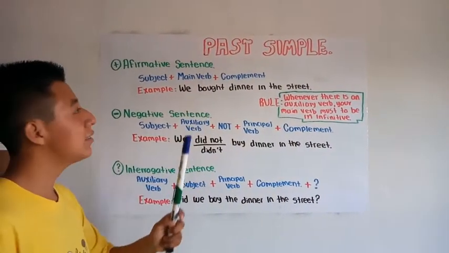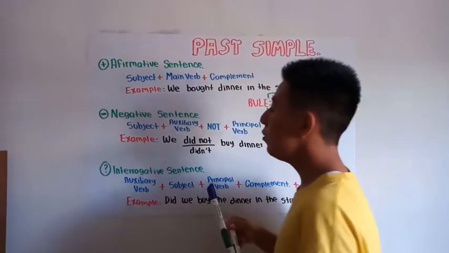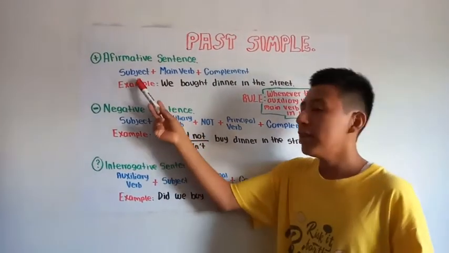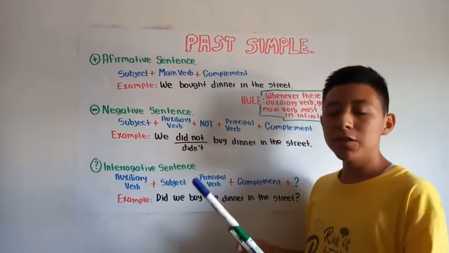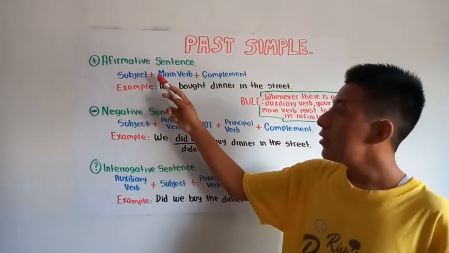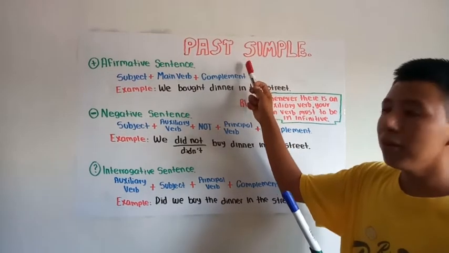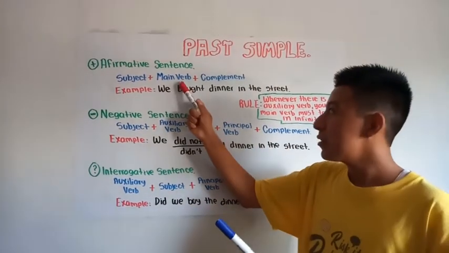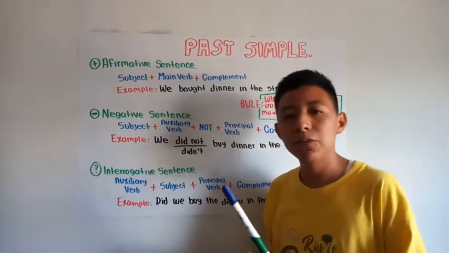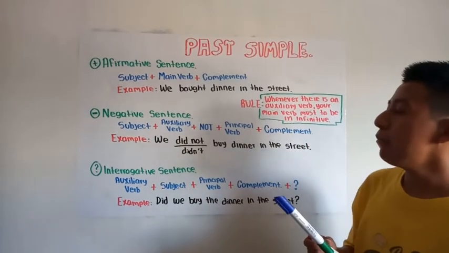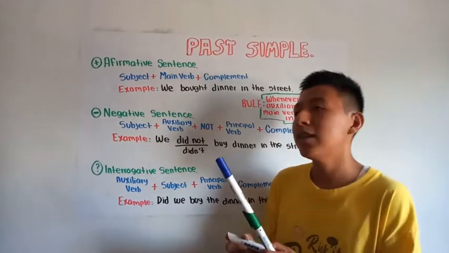Remember, past simple. Affirmative sentence. You have to put your subject. Do you remember what the subject is? The subject could be I, you, he, she, we, you, they. After, you have to put the main verb. Remember, the main verb in past simple has to be in past. And after, your complement. This affirmative sentence in past simple is very easy. I have an example. We bought dinner in the street. Nosotros compramos cena en la calle.